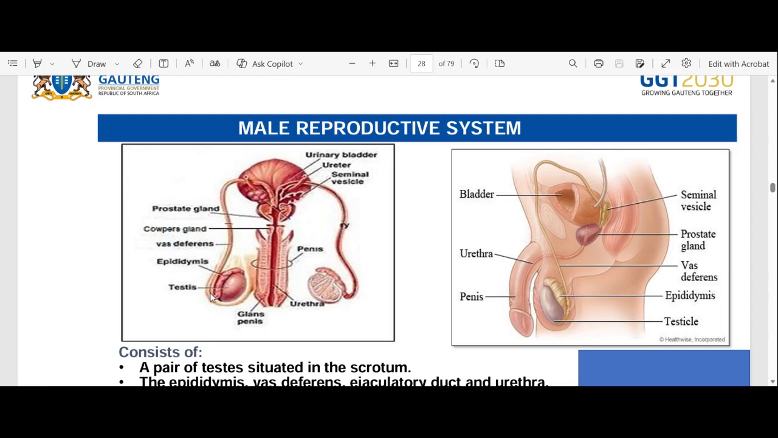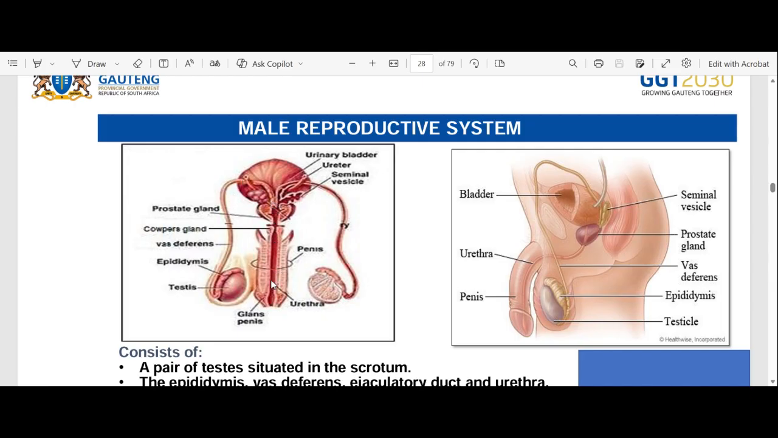Then from the epididymis, we go to our vas deferens, this tube-like structure. Other books might call it the sperm duct or ejaculatory duct, but it's the vas deferens. What's the function of the vas deferens? We can see that the vas deferens connects your epididymis to your urethra. The pipe travels from your epididymis to your urethra. Does that make sense?